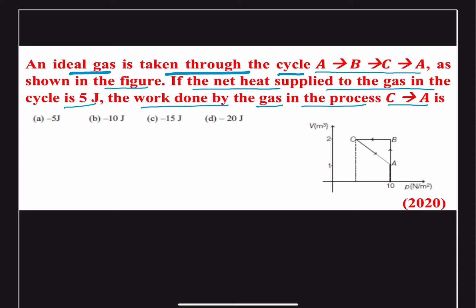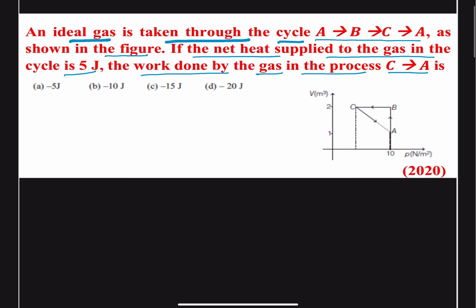So this is the figure given to us, and from the figure we can easily see that points A and B are at the same pressure, which is given as 10 Newton per meter square, and points B and C are at the same volume, which is given as 2 meter cube. Point A has a volume of 1 meter cube, and C has a pressure lower than that of points A and B, which for convenience we can suppose is PC.